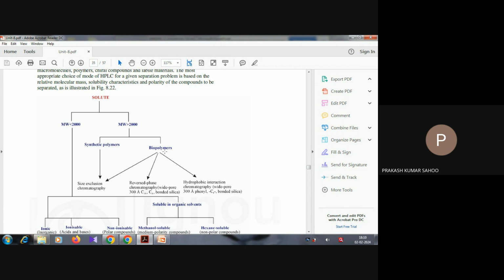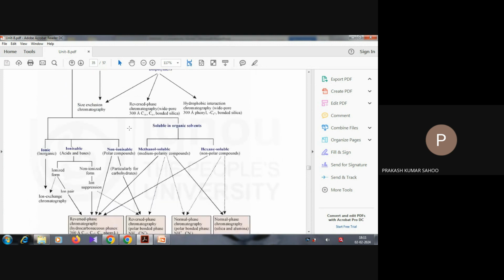For biopolymers with molecular weight greater than 2000, along with size exclusion chromatography, two additional chromatography techniques can be adopted, that is reverse phase chromatography, where non-polar becomes polar and polar becomes non-polar, and hydrophobic interaction chromatography, where the chromatography technique is carried out in the absence of water, or absence of aqua ligand. So this is for your solute with molecular weight greater than 2000.